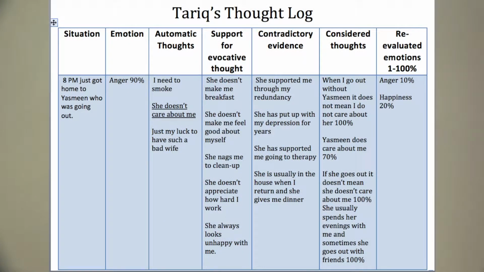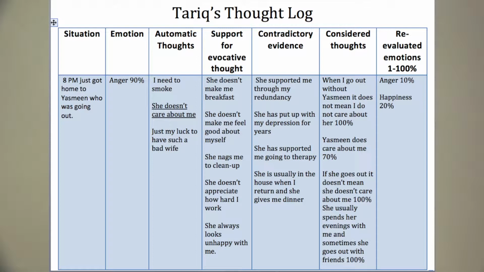Now note, he's been doing this for quite some time, so he was able to keep the ratings of the evocative thoughts in his mind and just underline the one that he knew he was particularly sensitive to. So if we take a look at his thought records, we've got the situation: he's just come home from work, he's feeling anger at 90%. The thoughts he had immediately were, I need to smoke, she doesn't care about me, it's just my luck to have such a bad wife. He's pinpointed, she doesn't care about me, as the thought which hurts the most. So he's actually underlined that. That has made him angry.